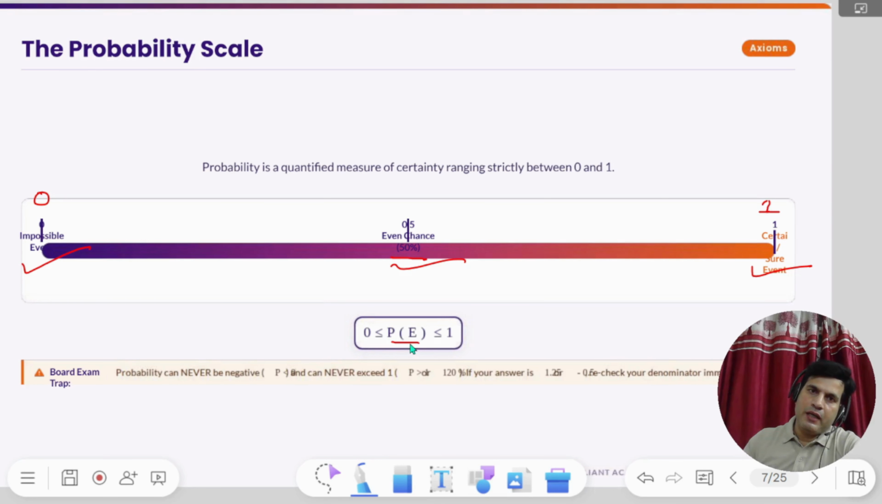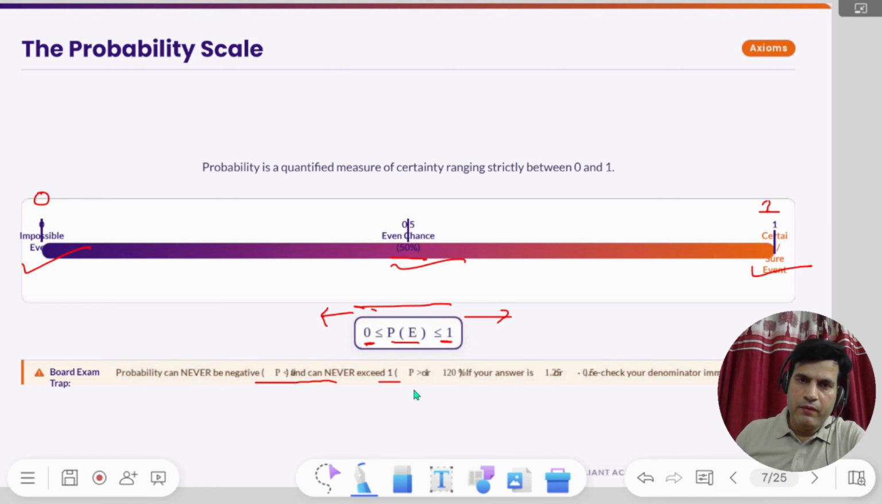So probability lies between 0 and 1, either equal to 0 or equal to 1 or in between. Probability lies within this range and does not go beyond it. If it goes beyond this, then it is not a probability. Probability can never be negative or exceed 1. So it cannot be more than 1 or negative. If your answer is 0.2 and 0, check the denominator immediately.